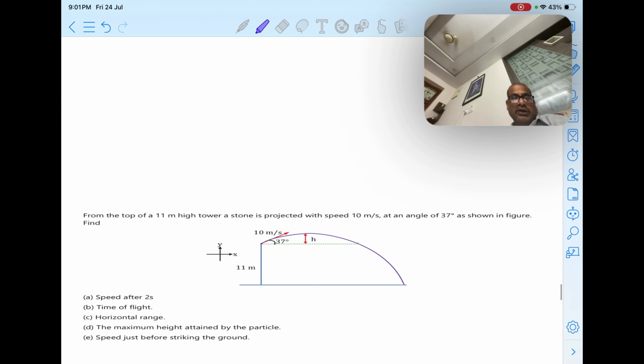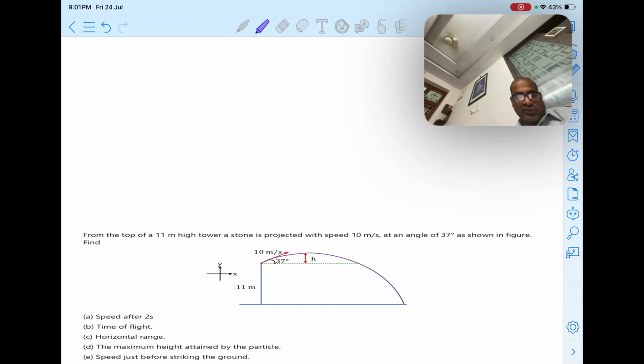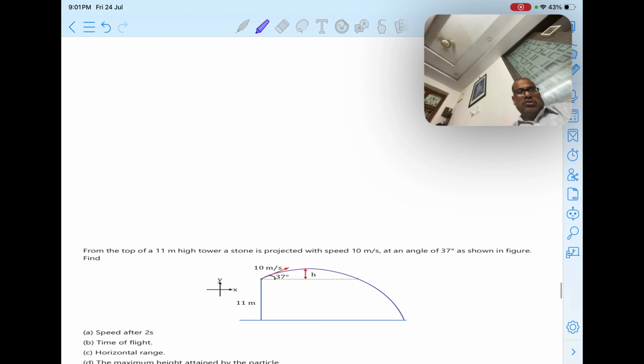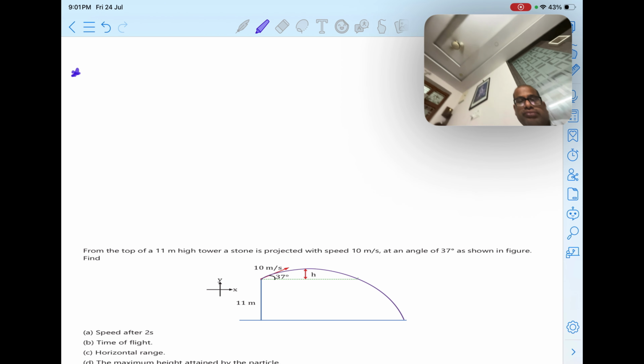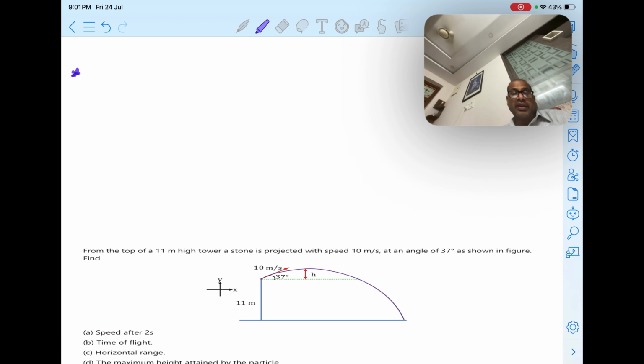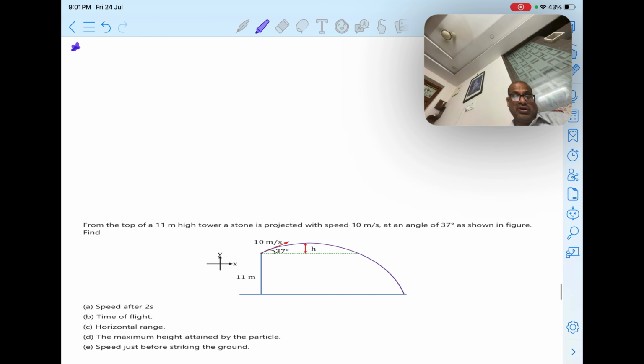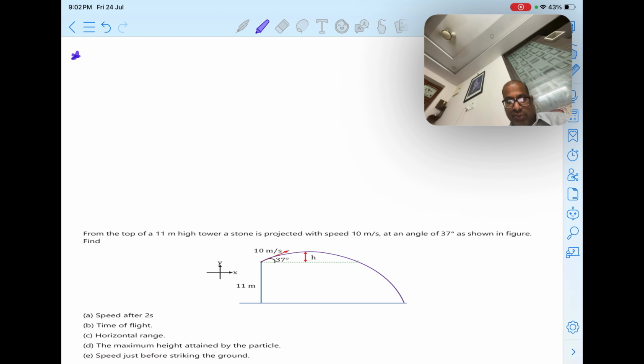Yeah. Next problem, you see, students: from the top of an 11-meter height tower a stone is projected with a speed of 10 meter per second at an angle of 37 degrees, as shown. Find the speed after 2 seconds, time of flight, range, maximum height above ground, and speed just before hitting the ground.